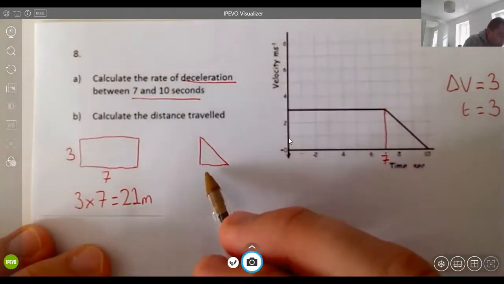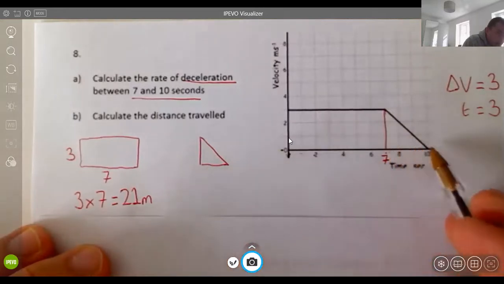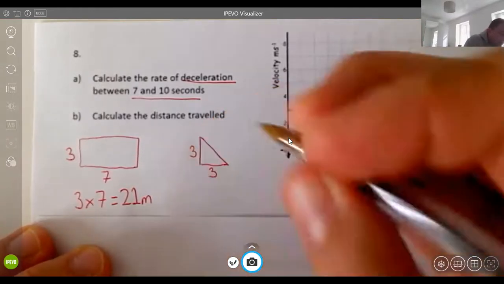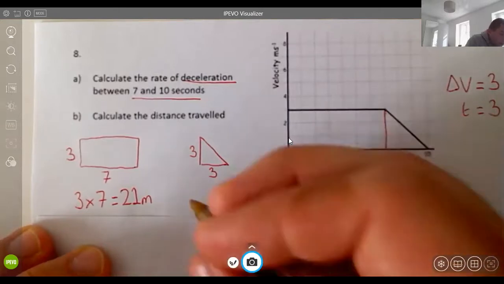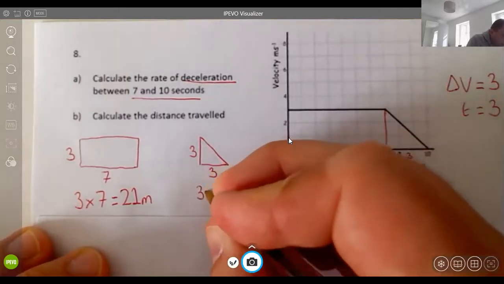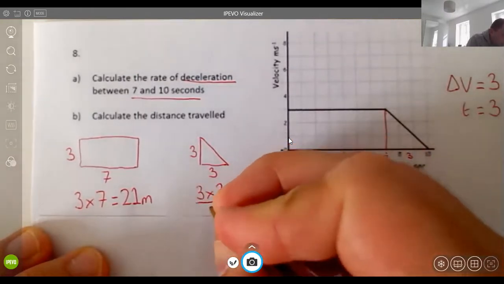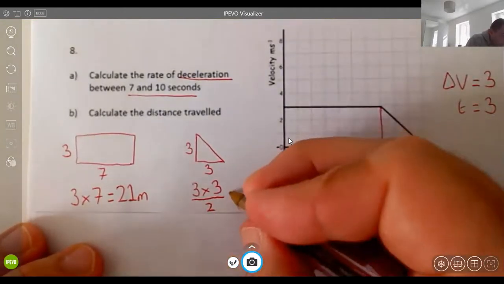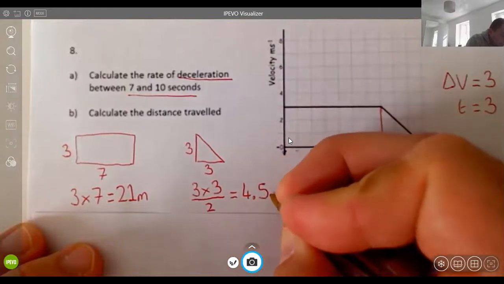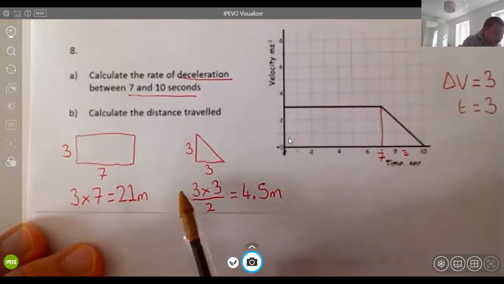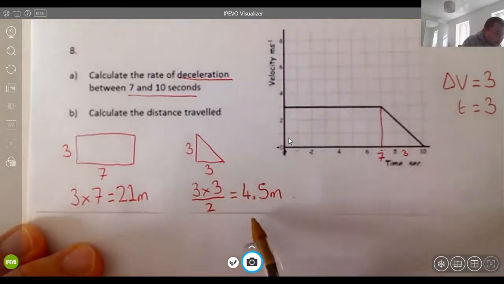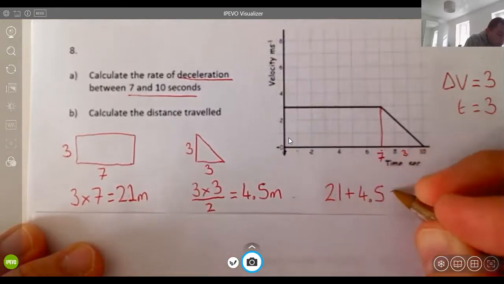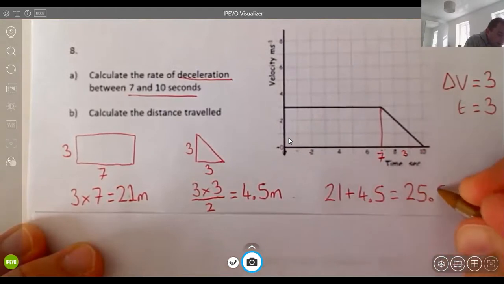Now the triangle, we do a similar process. Look at the bottom, it's 1, 2, 3 wide. So we're going to put a 3 there. And it's also 3 high. But with the area of a triangle, remember, you do base times height, but you divide it by 2 because you've only got half of the rectangle. So therefore, 3 times 3 is 9, divided by 2 gives you 4.5 meters. So 21 meters for the rectangle, 4.5 meters for the triangle. In total, the total distance travelled is going to be 25.5 meters.